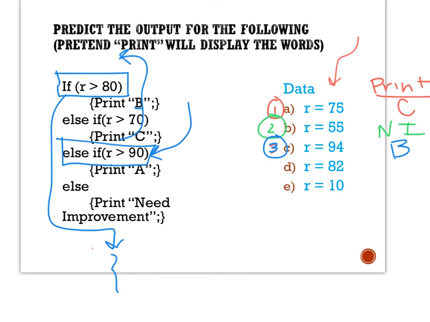Now, if you try these last two here, I'm not going to trace them all the way through, but if you bring r is greater than 82, that one will also print B, and r is equal to 10 will also print needs improvement. So just be prepared. I will ask you to trace various values through a conditional, and I'll ask you to tell me what they're going to print, just to emphasize the point that your conditionals need to be purposefully created.